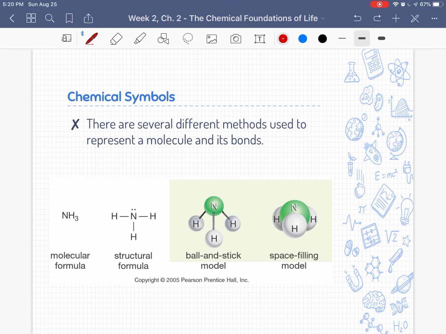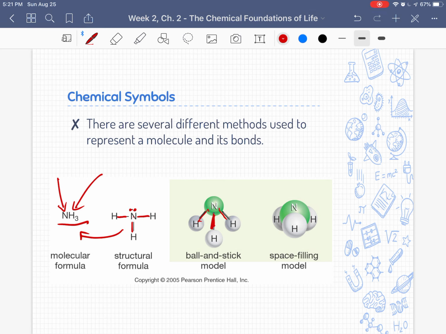All right. There are several different ways and methods to represent molecules and the bonds that they have. Molecular formula is basically just telling you the elements and the proportion that you see them in. So in this formula, we have 1 nitrogen and 3 hydrogens, right? The structural formula will show you your bonds. So you have nitrogen here. It has a single bond to a hydrogen, a single bond to a hydrogen, a single bond to a hydrogen, and then 2 free electrons, right? So this is the same molecule. We're just showing you the structural form. The ball and stick model shows you how that might look.